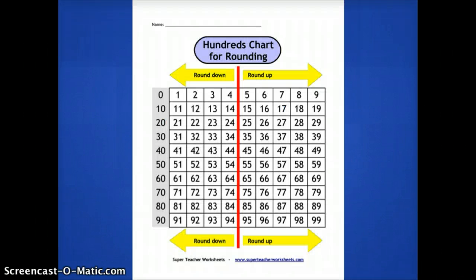Now, looking at our hundreds chart, you can notice that there is a red line going down the middle. Numbers that end in 4, 3, 2, 1, or 0, you're going to round down. But if a number ends in 5, 6, 7, 8, or 9, you're going to round up.